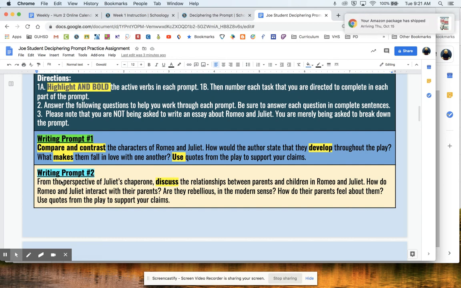The question is not particularly clear, but it does seem like it is asking you to be creative in thinking about Juliet's chaperone and perhaps what she observes and the dynamic. Would she approve or disapprove of the kids' rebelliousness, etc.? But again, not a great answer, not a great prompt to get good, deep analysis.